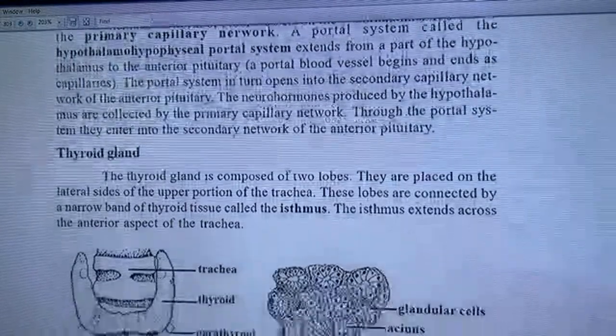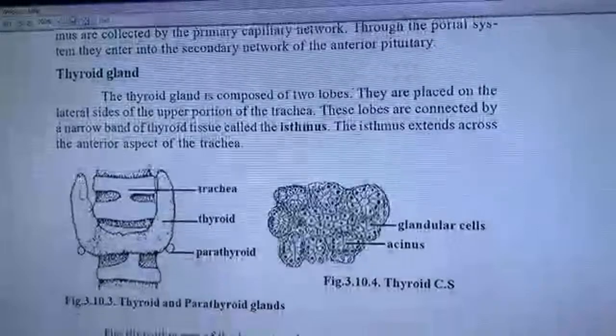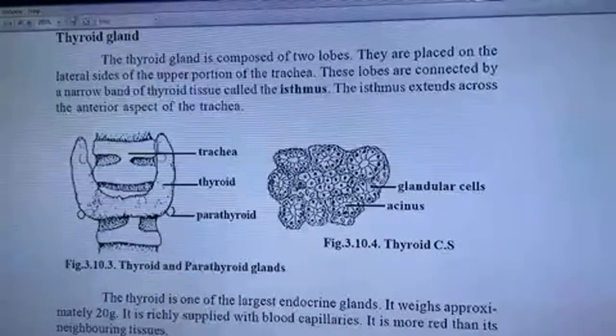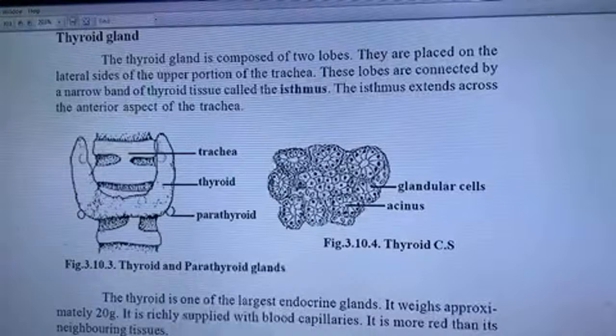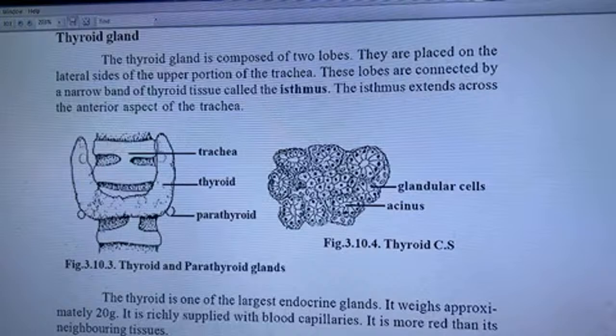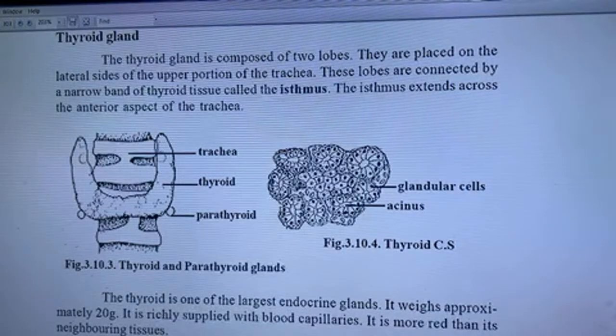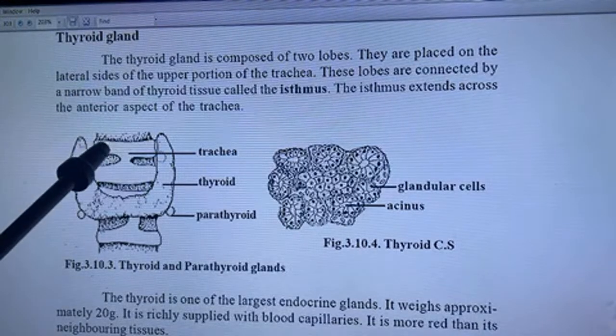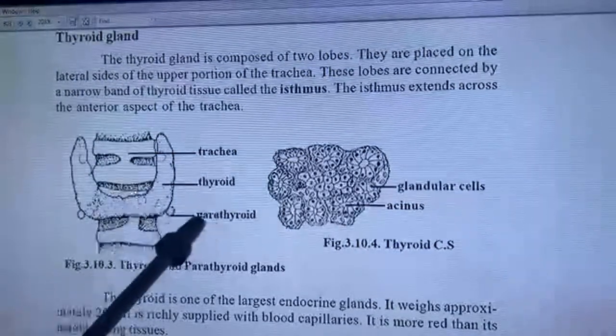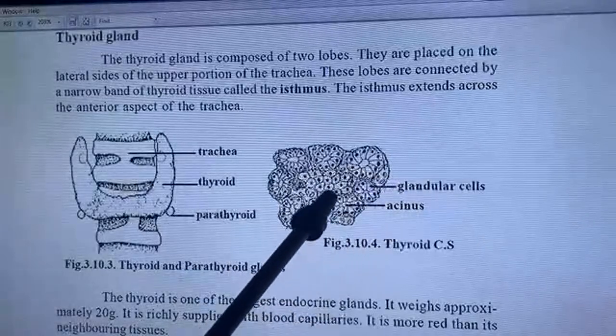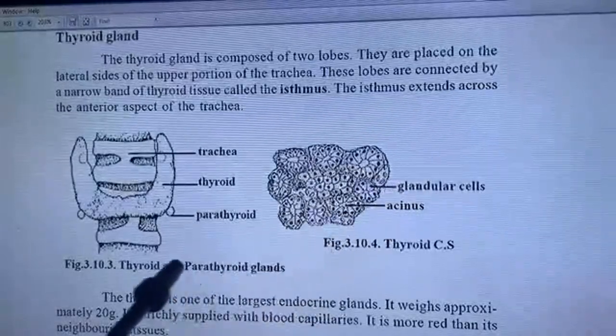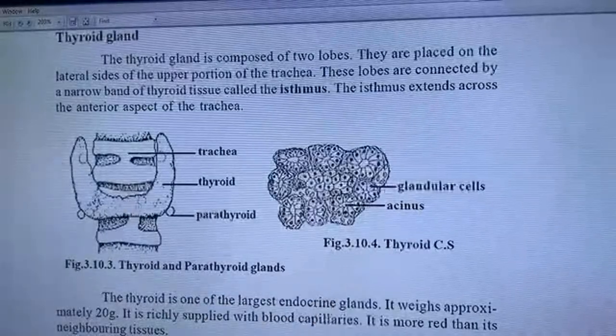Thyroid gland. The thyroid gland is composed of two lobes. They are placed on lateral sides of the upper portion of the trachea. These lobes are connected by a narrow band of thyroid tissue called the isthmus. The isthmus extends across the anterior aspect of the trachea. Trachea, thyroid, parathyroid, glandular cells, acinus, thyroid and parathyroid glands.